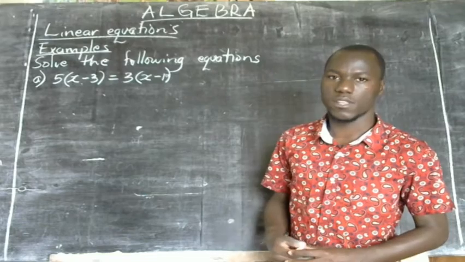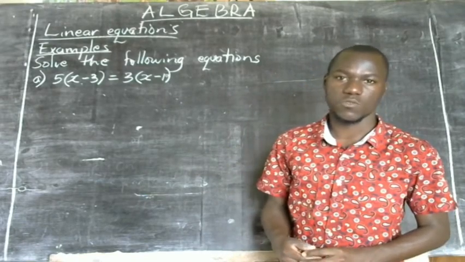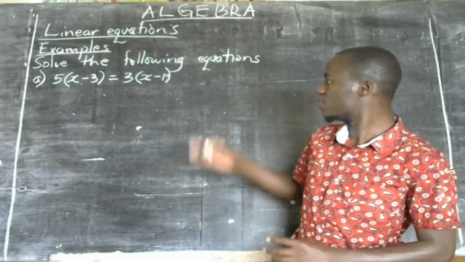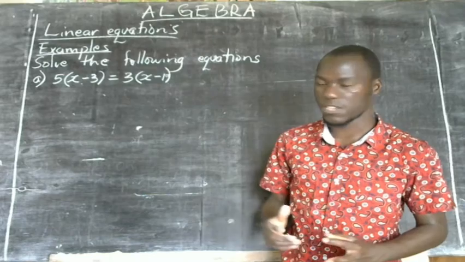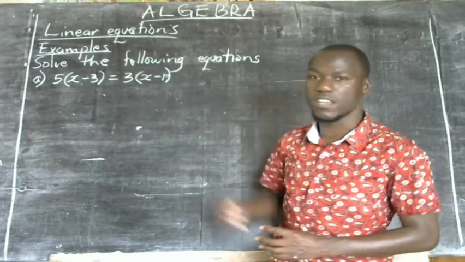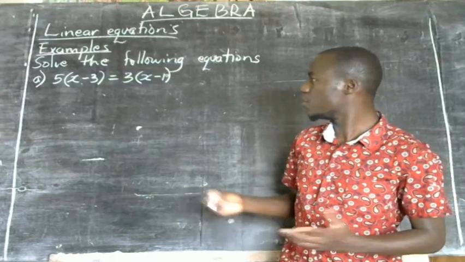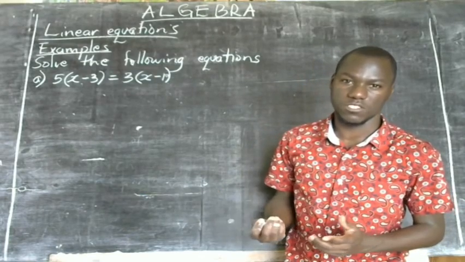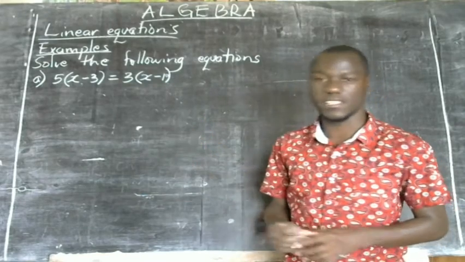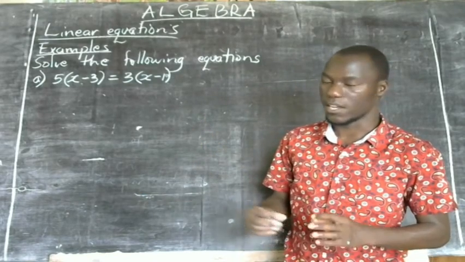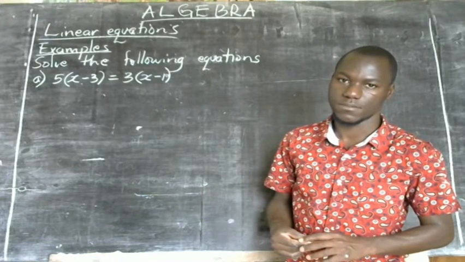So when we go to the examples, solve the following equations. Part A is right there. Remember, we talked about the expansion. Those brackets are going to require us to expand. Then we also talked about the simplification, that is collecting like terms. We shall collect like terms and then simplify and get the value of the unknown.